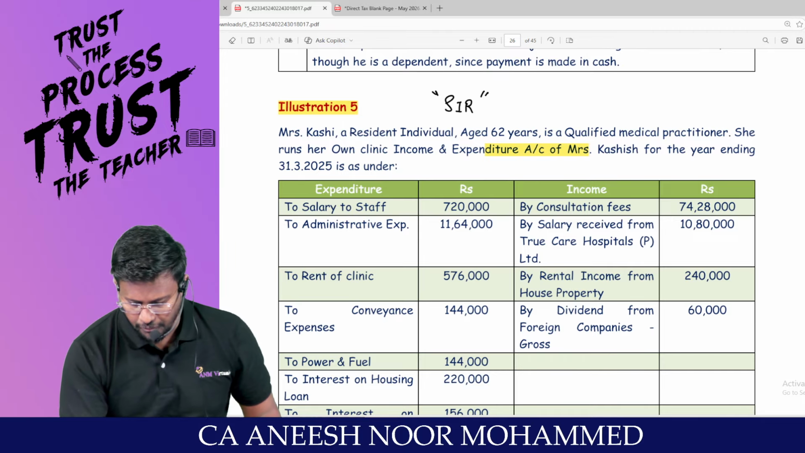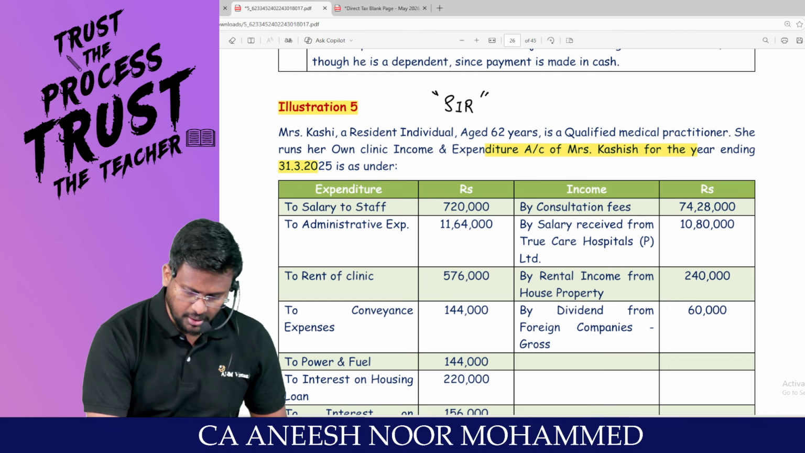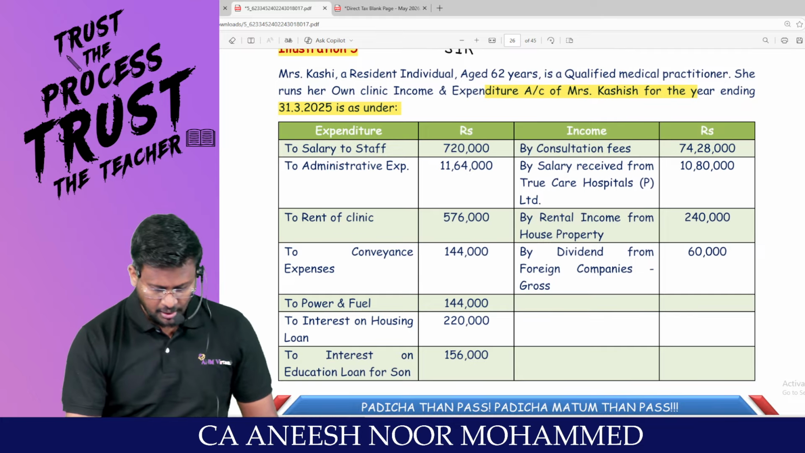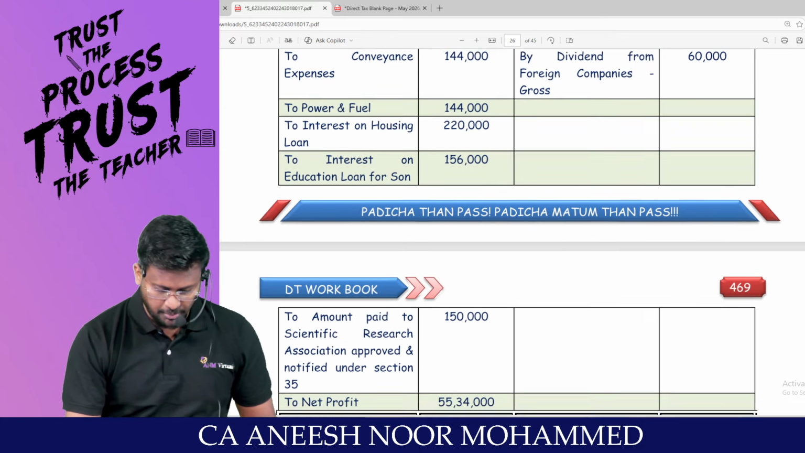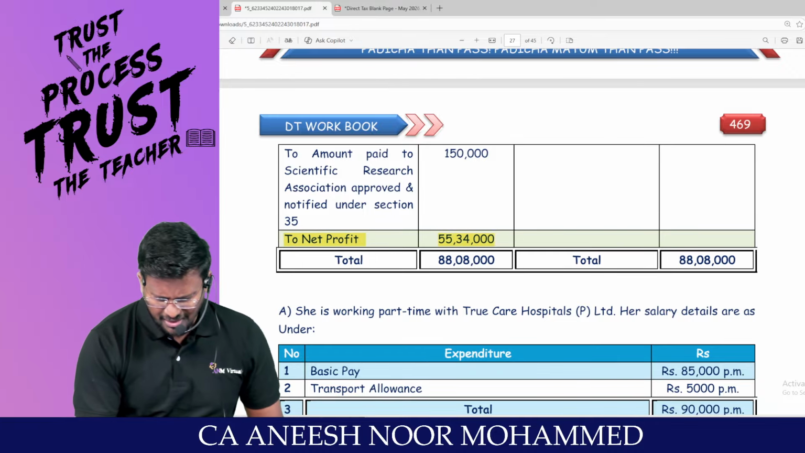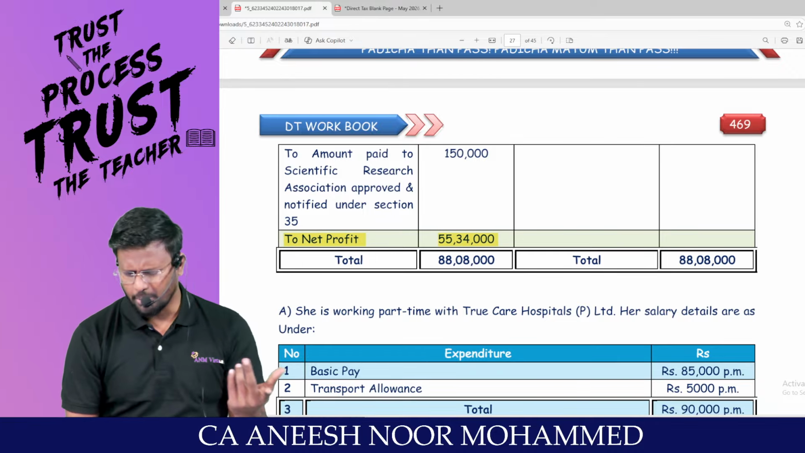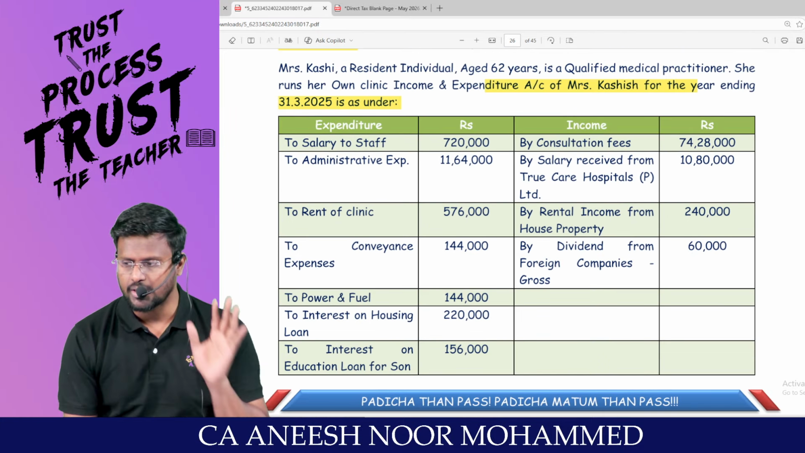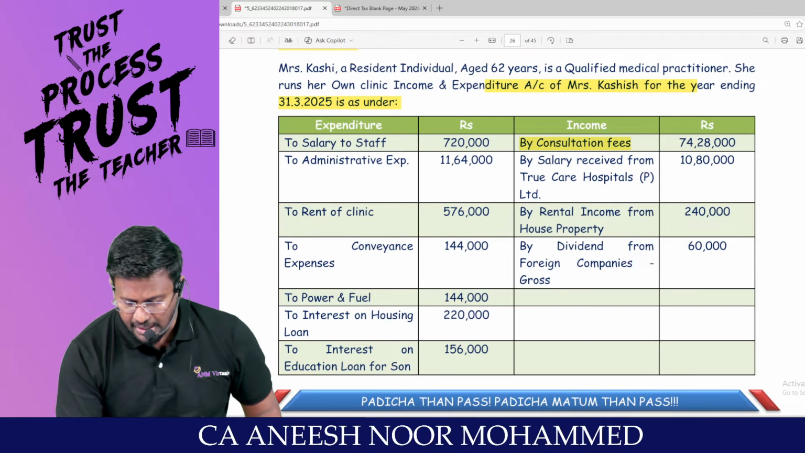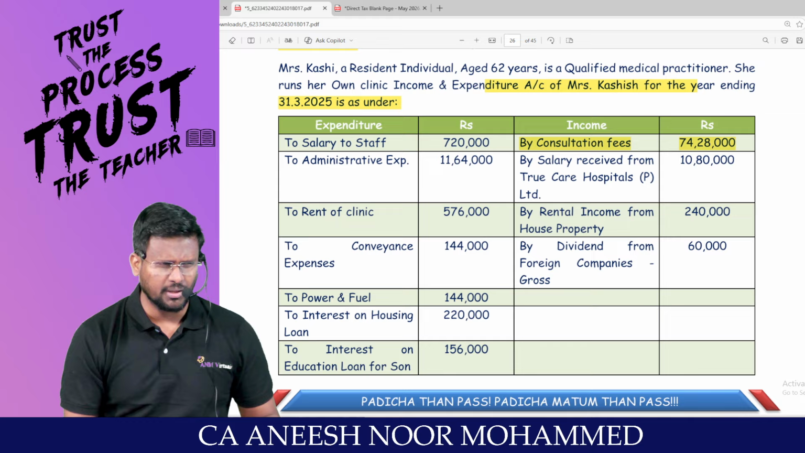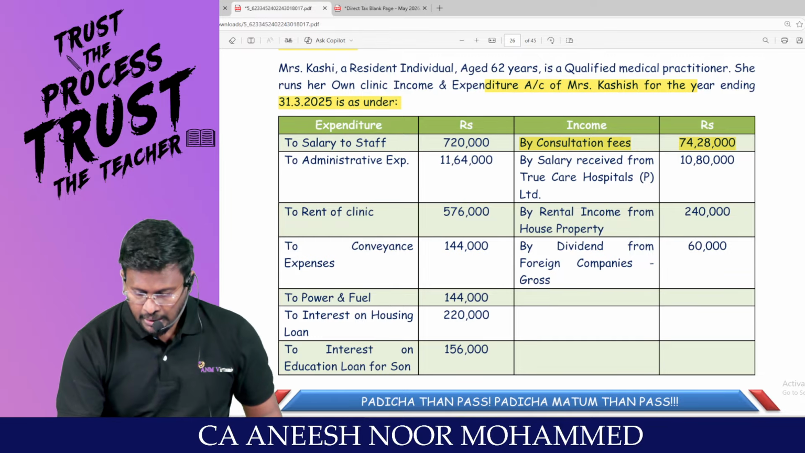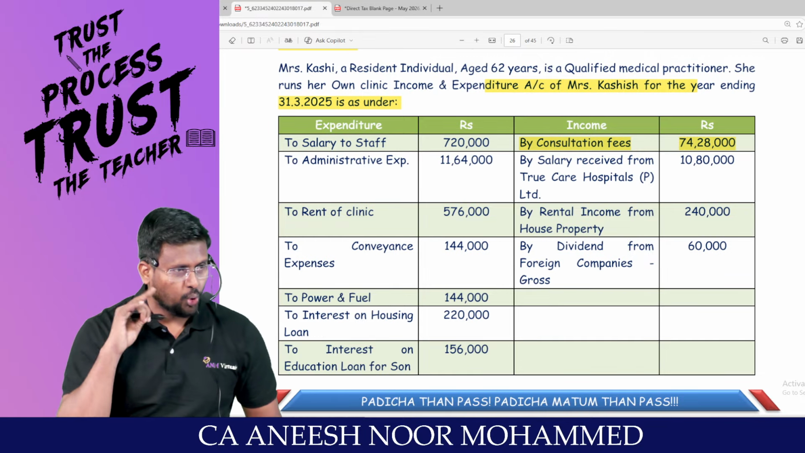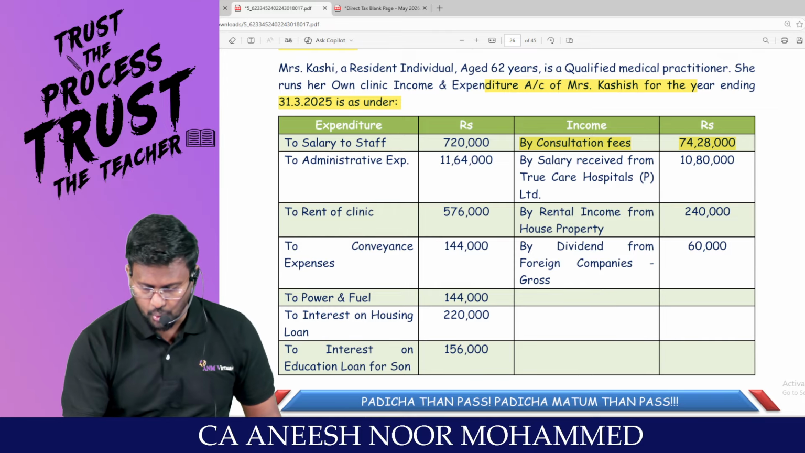Income and expenditure of Mrs. Kashi for the year ended 31/3/2025 is as under. That means income and expenditure has been given. So net profit, income and expenditure, either excess over income, net profit, whatever it may be, 55,34,000. This will contain impurities, my dear lovable students. By consultation fee, 74,28,000. Direct income, it exceeds 50 lakh. So no presumptive taxation issue.